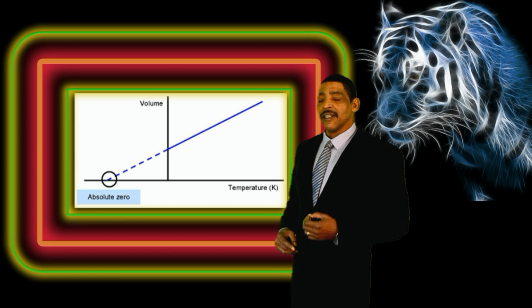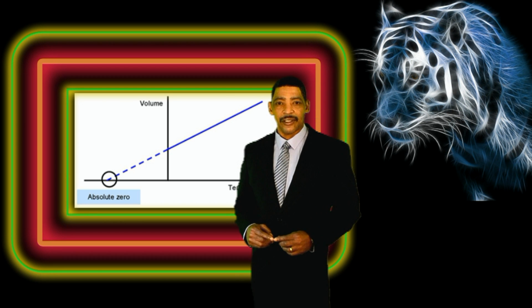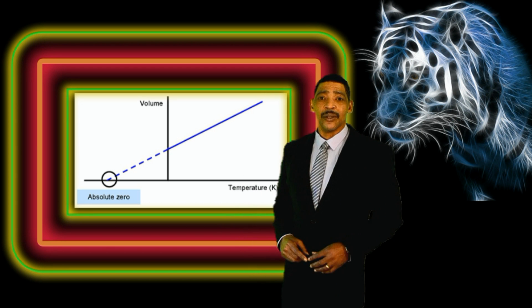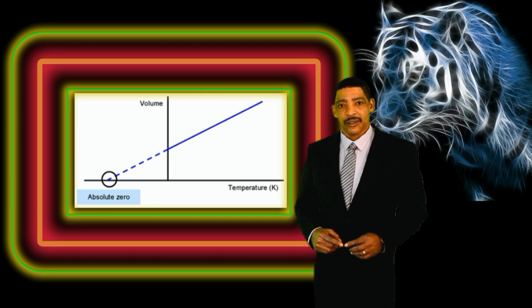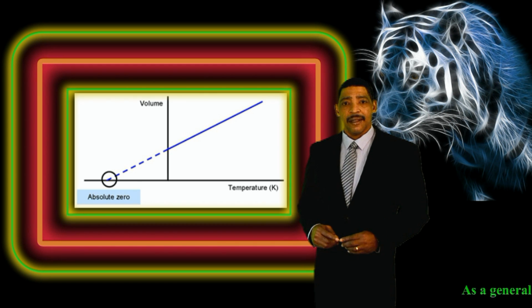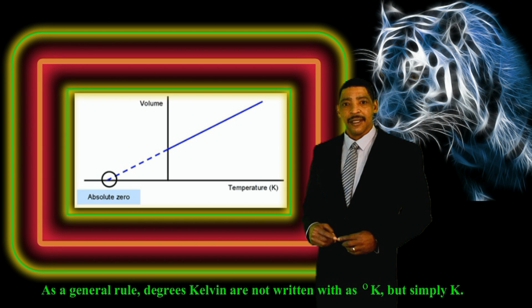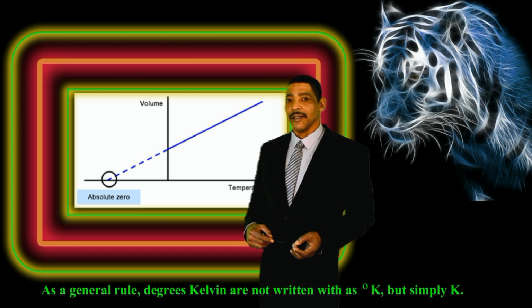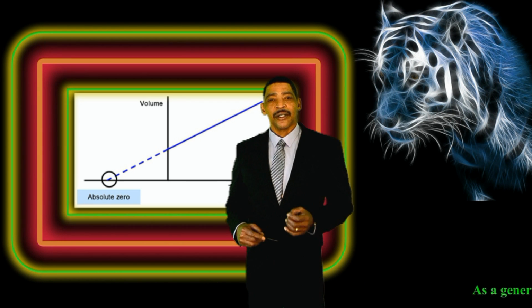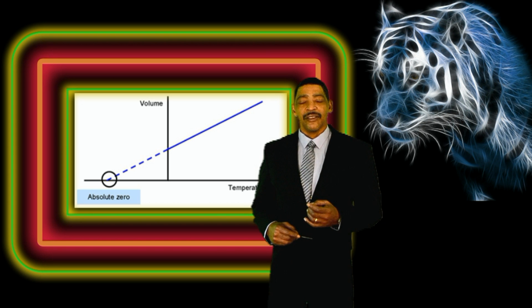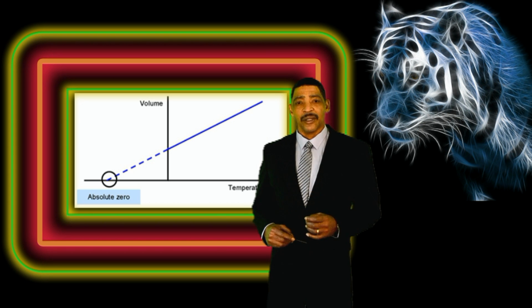This point represents negative 273 degrees Celsius, or 0 degrees Kelvin. 0 degrees Kelvin is also known as absolute zero, and at absolute zero, no particle motion will occur. This means that the volume of the gas will be 0, and the pressure will also be 0. Therefore, 0 degrees K should never appear in a gas law calculation. 0 degrees Kelvin, or absolute zero, is a theoretical temperature that is thermodynamically impossible to achieve.